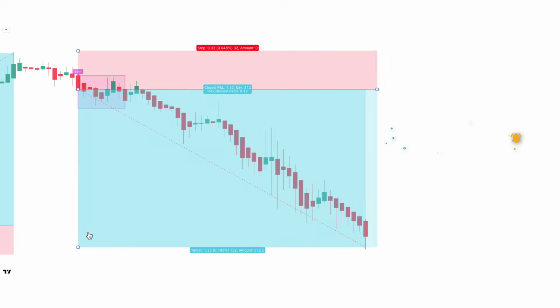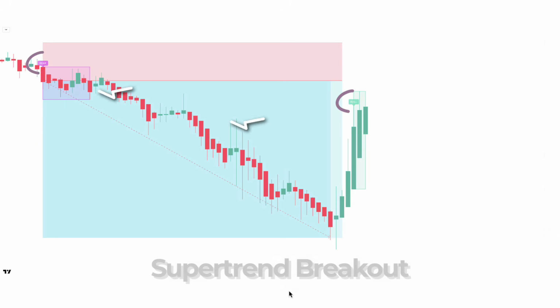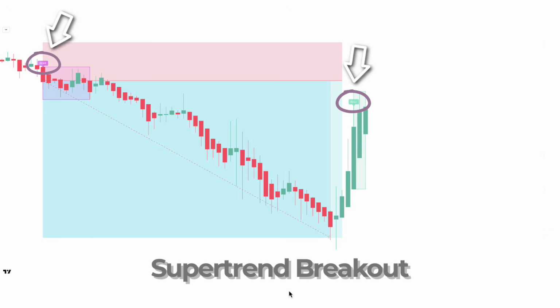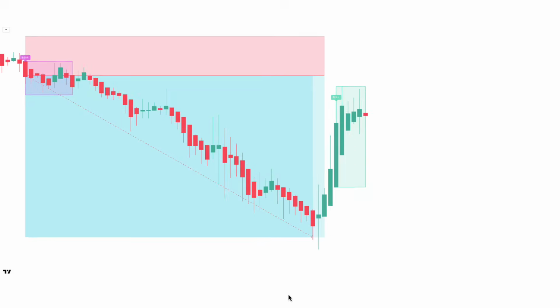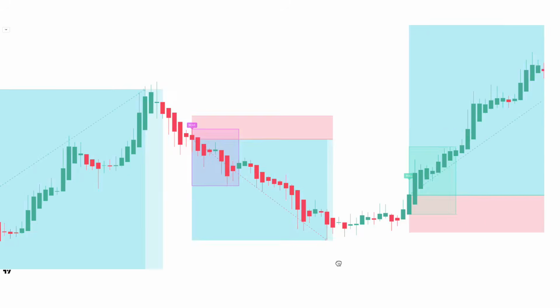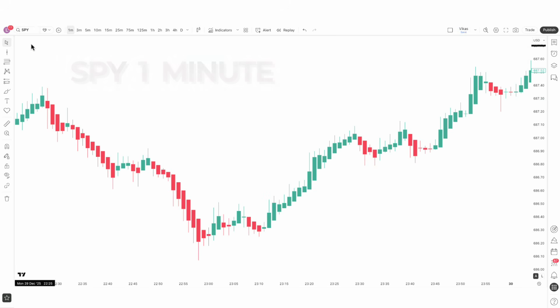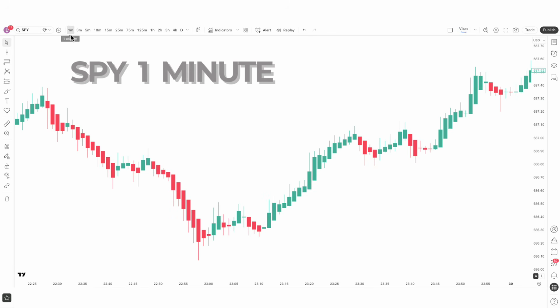First of all, let us know about the trading tools. The bear and bull arrow indicator we see in the chart is called the Super Trend Breakout indicator. Now we will tell you how to trade. Let's start the video. We open the SPY 1-minute chart.